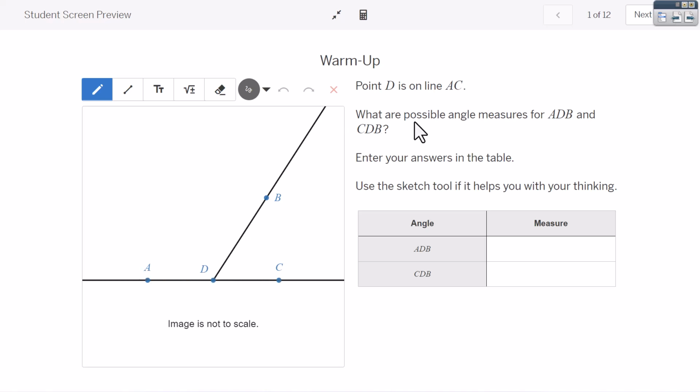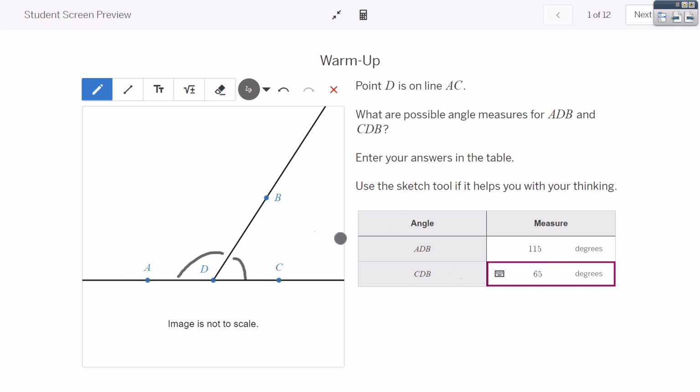And we're asked what are some possible angle measures for this obtuse angle, angle ADB, and for this acute angle, angle BDC. Since angle ADB is obtuse, I could just estimate that it might be about 115 degrees. And whatever that angle measure is, this angle measure is going to be the difference between 180 and our larger angle. So if I take 180 and subtract 115, I get 65.